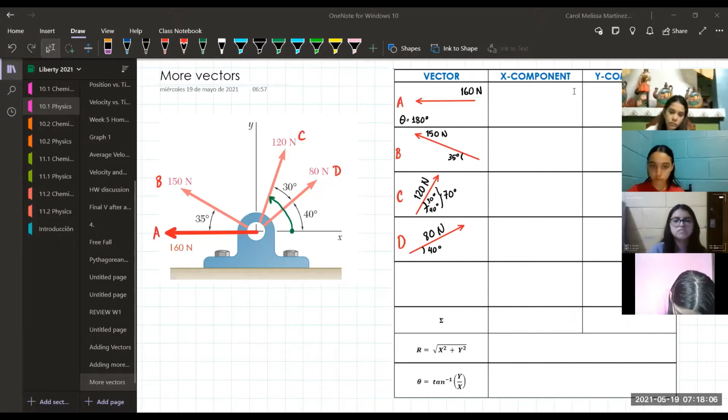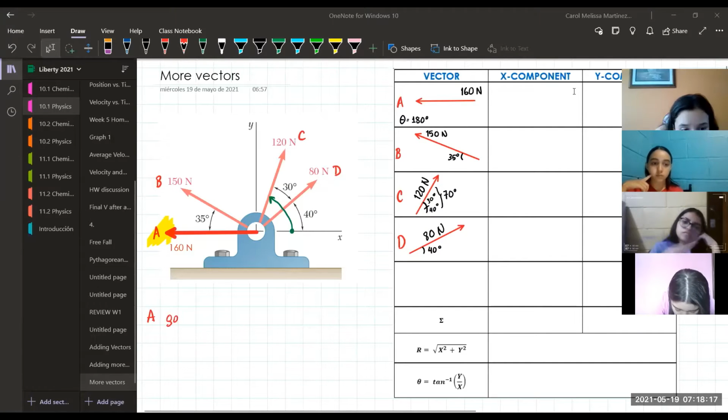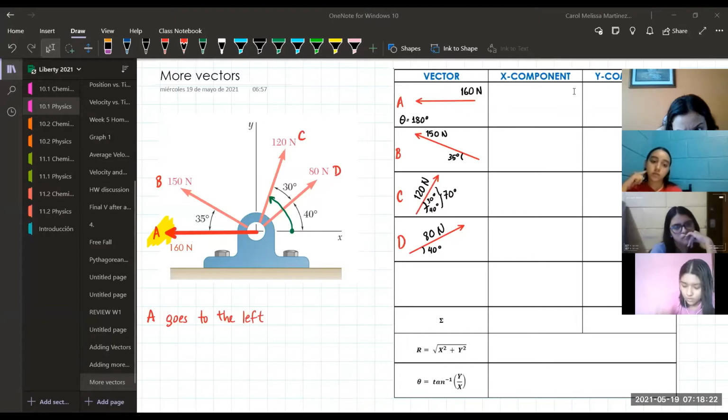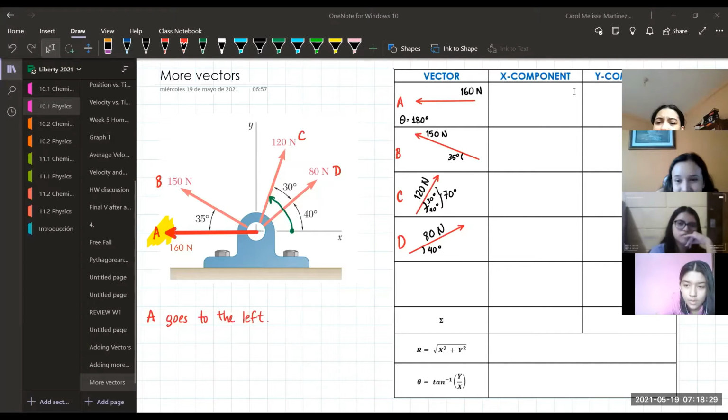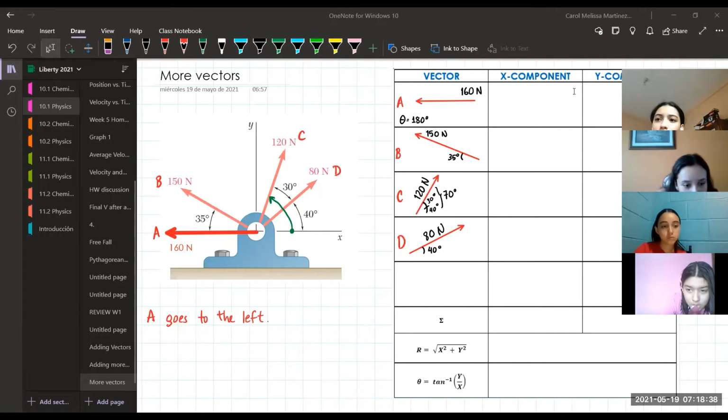Now take a look here. In the vector A, the reason why I draw it is because I want you to analyze. Where is my vector A going? To the left. Is it going up or down? Going straight. Left, right. Yes, it goes to the left, straight, but vertically? Is it moving vertically? No. Moving horizontally.